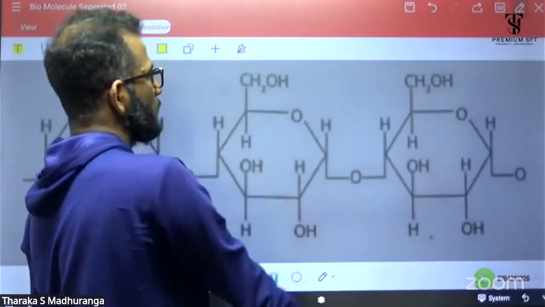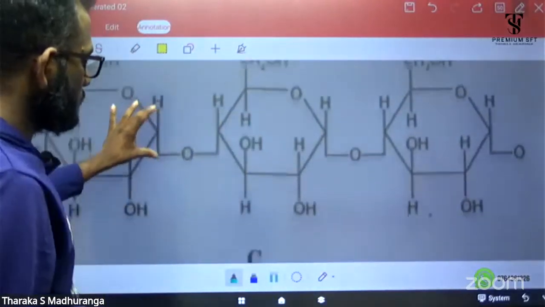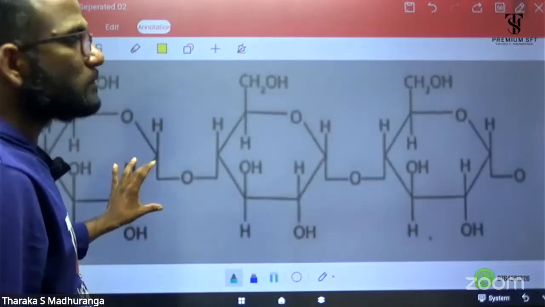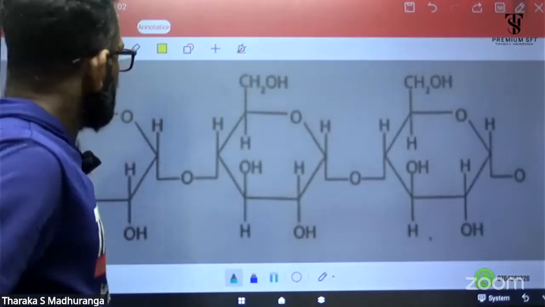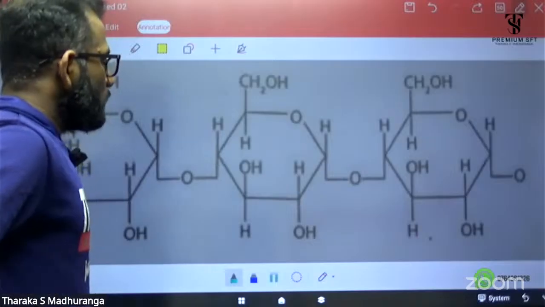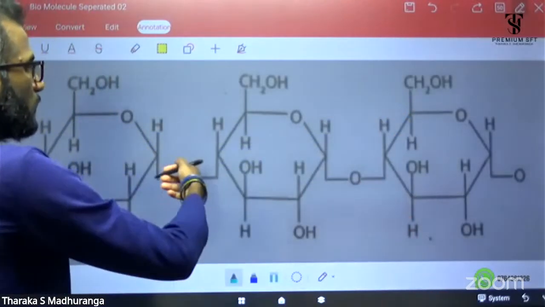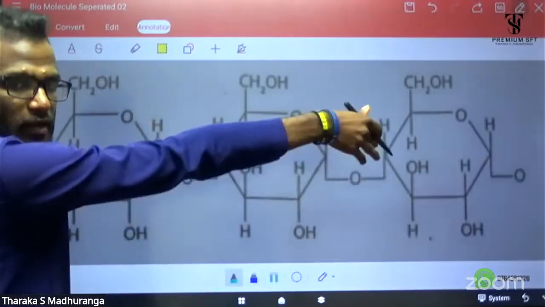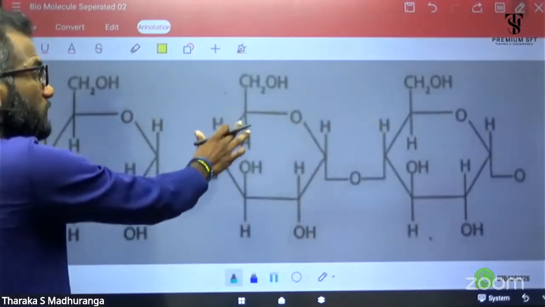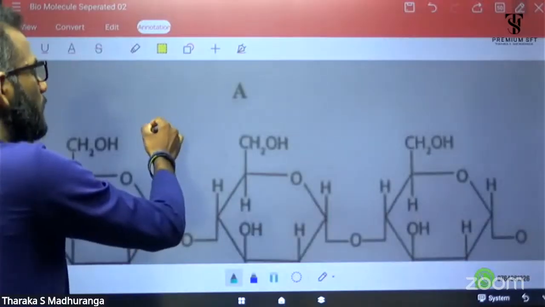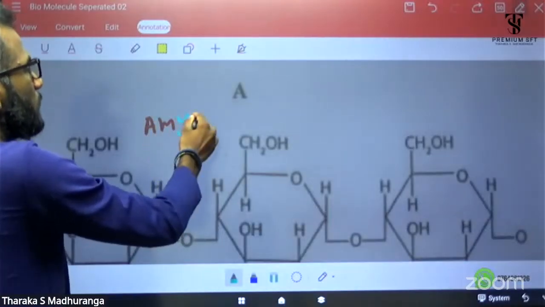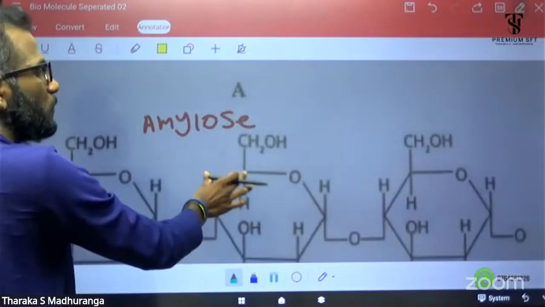What is this? Okay, it's a continuous one. It's an alpha glucose chain. Then it should be starch or amylose. Amylose, we can say amylose or starch. Amylose.